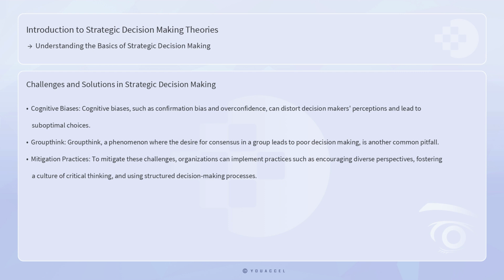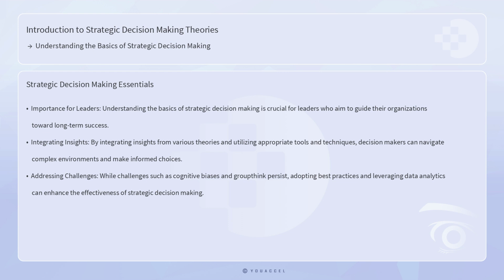Despite the availability of various models, tools, and techniques, strategic decision-making is not without its challenges. Cognitive biases, such as confirmation bias and overconfidence, can distort decision-makers' perceptions and lead to suboptimal choices. Groupthink, a phenomenon where the desire for consensus in a group leads to poor decision-making, is another common pitfall. To mitigate these challenges, organizations can implement practices such as encouraging diverse perspectives, fostering a culture of critical thinking, and using structured decision-making processes.